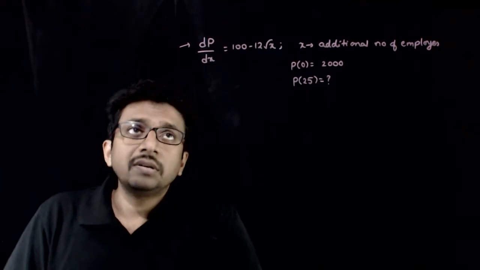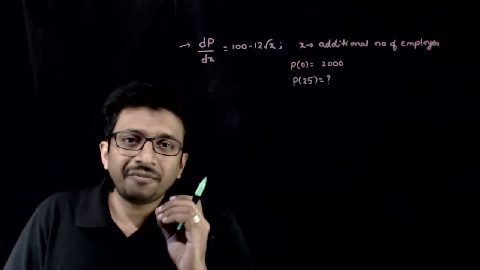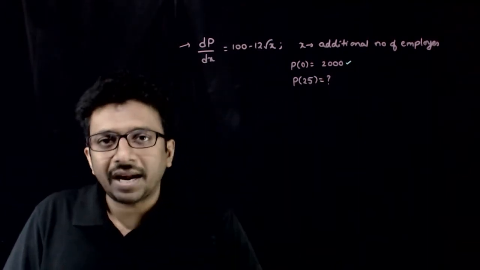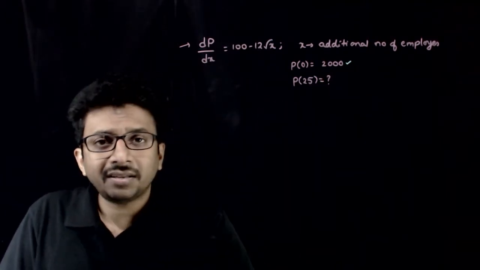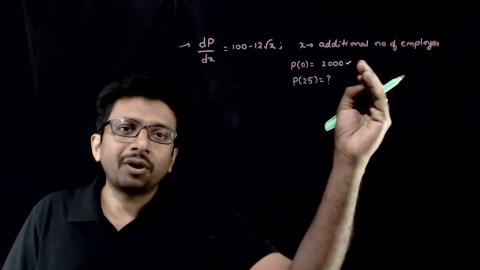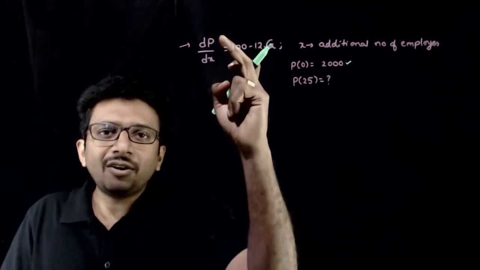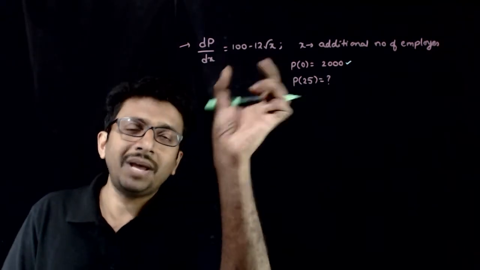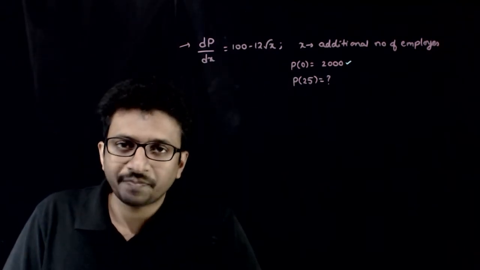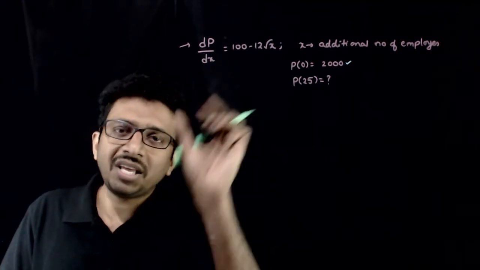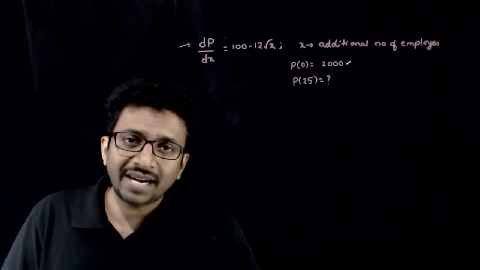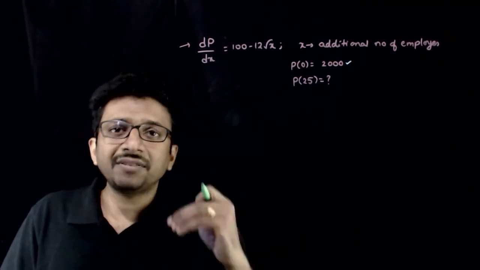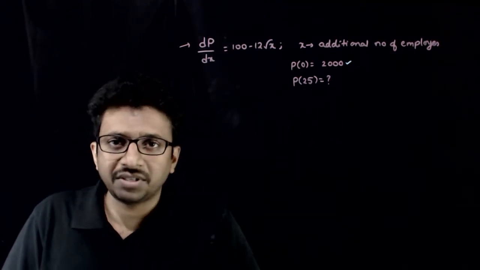So welcome students. In this question, it's given that a firm at present manufactures 2000 items, and if it hires x number of additional employees, the rate of change of production with the additional number of employees is given by 100 minus 12 root x. So if this is the differential equation which is being satisfied, what is the production when 25 additional workers are hired? That's the question.